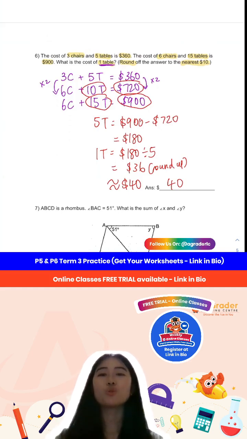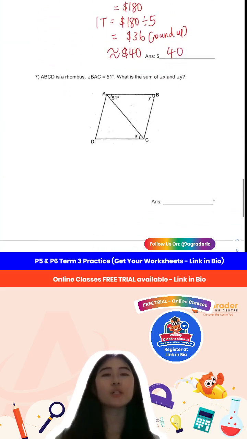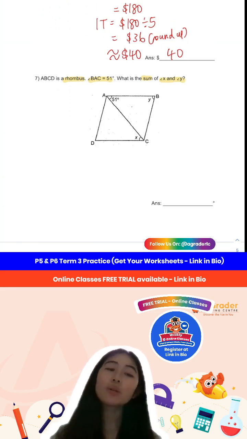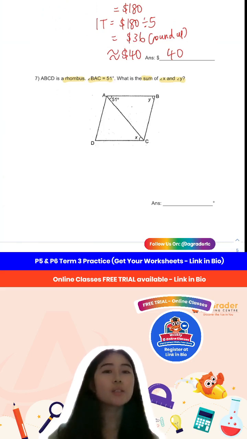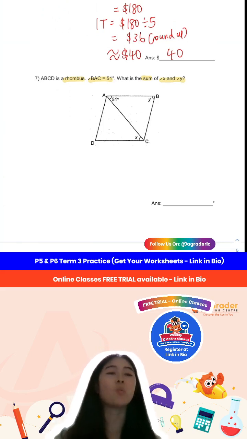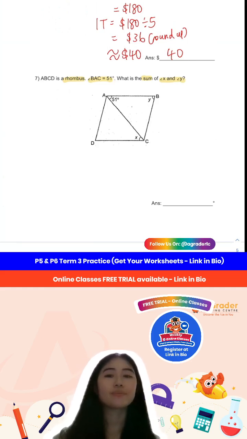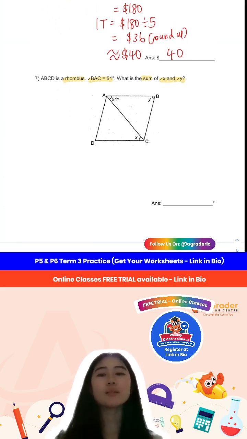Let's move on to our next one, which is on geometry. Okay, so this is on angles. They mentioned that ABCD over here is a rhombus. BAC is 51 degrees. You are asked to find the sum of angle X and Y. So let me know your answers. Octopus, they ask you for the sum of X and Y. Okay, so not individually, but together. Let me know your answers.